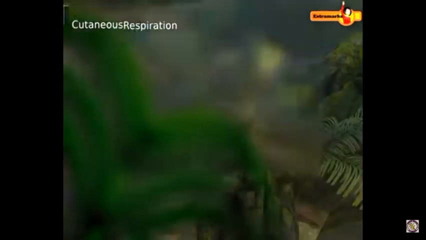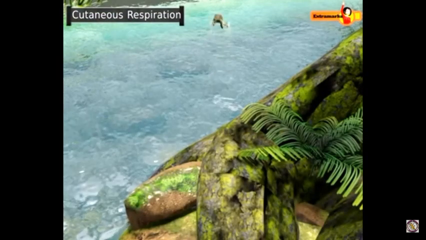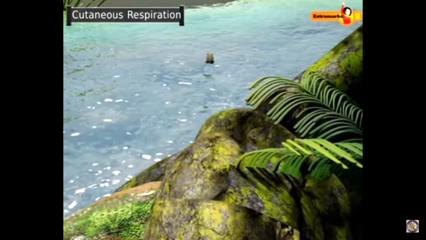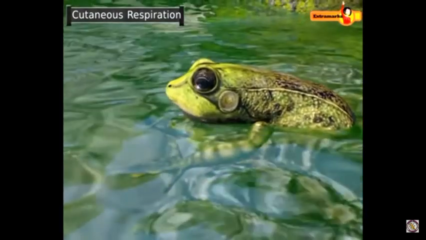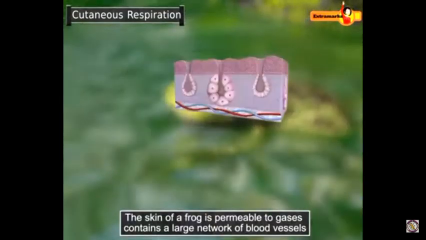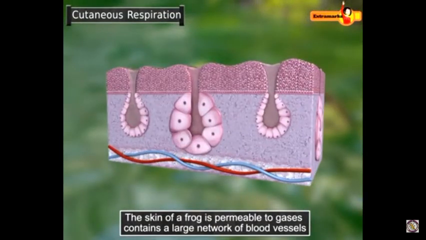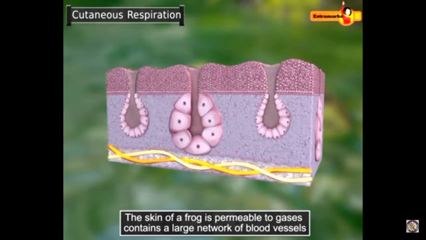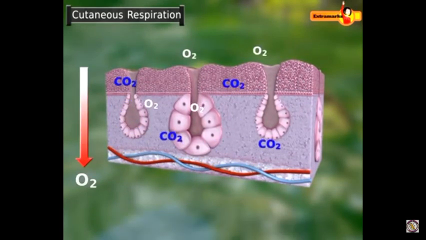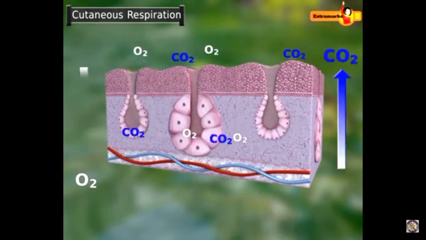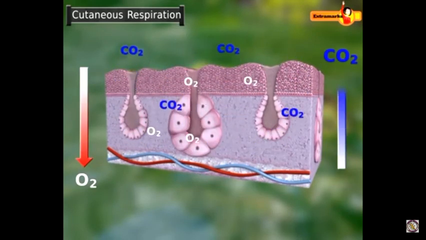The exchange of gases through the frog's moist skin is known as cutaneous respiration. The skin of a frog is composed of thin membranous tissues which are permeable to gases and contain a large network of blood vessels. This allows the respiratory gases to readily diffuse down their gradient between the blood vessels and the surroundings.